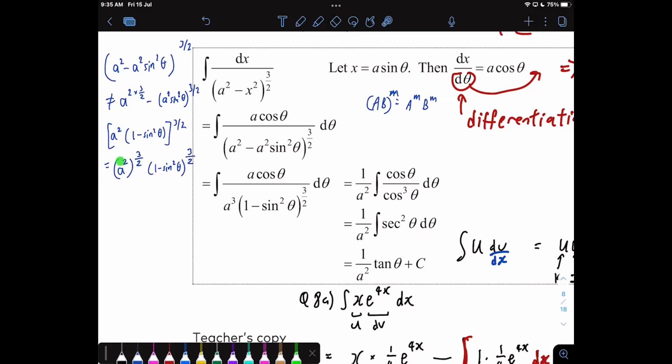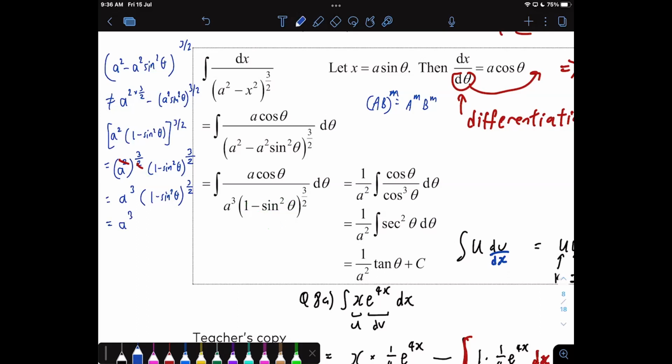Okay? Then what happens to your 2 times 3 over 2? The 2's will cancel off. Then you're just left with a to the power 3 multiplied by 1 minus sine square theta to the power of 3 over 2. But of course, 1 minus sine square is what? The cosine square. Cosine square. So that means this part here gets replaced with cosine square.